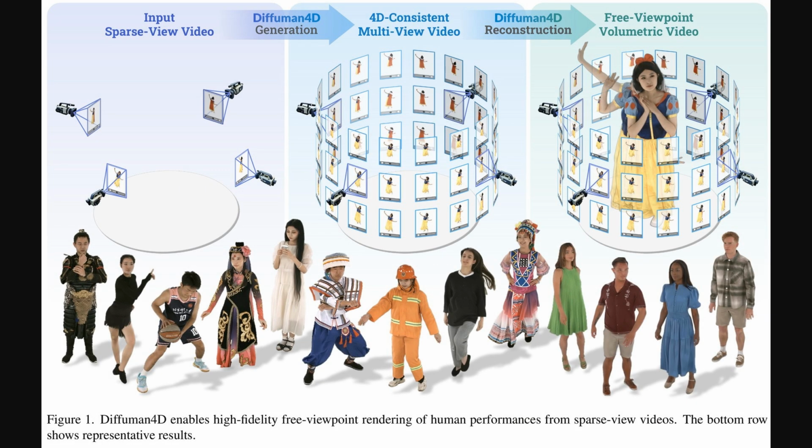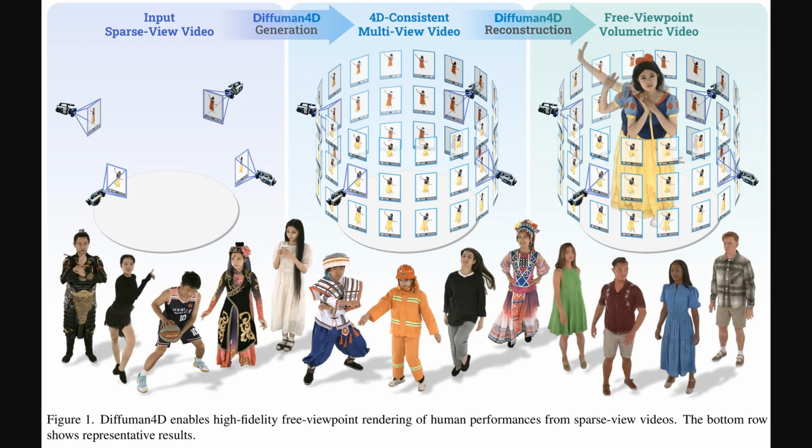Alright, so to really see what this looks like in practice, let's look at the first figure. It shows the whole process. On the left, you have the input, a Sparse-View video, which just means video from a few cameras. Then, the Diffuman4D model generates a dense set of new viewpoints that are spatio-temporally consistent.